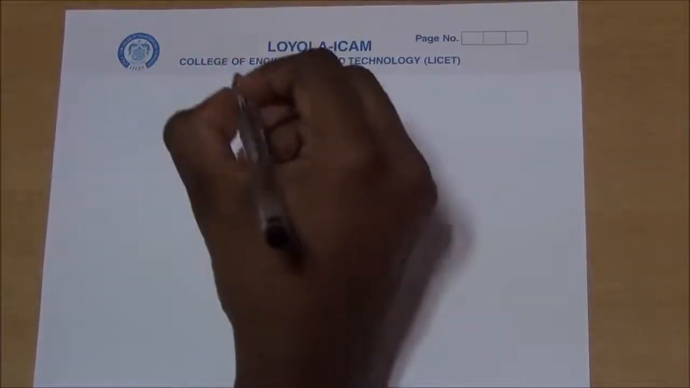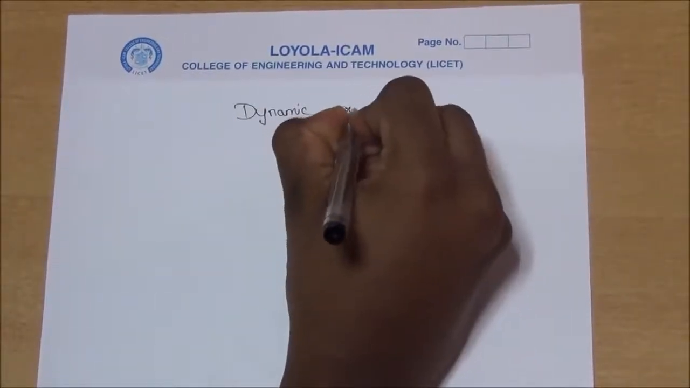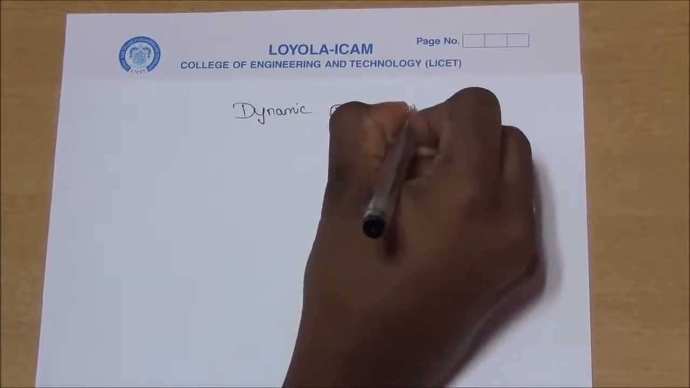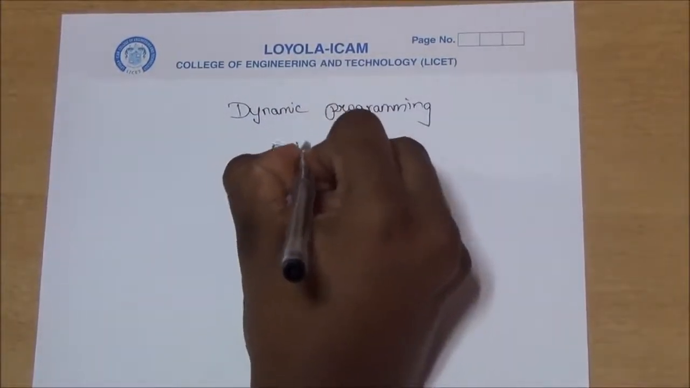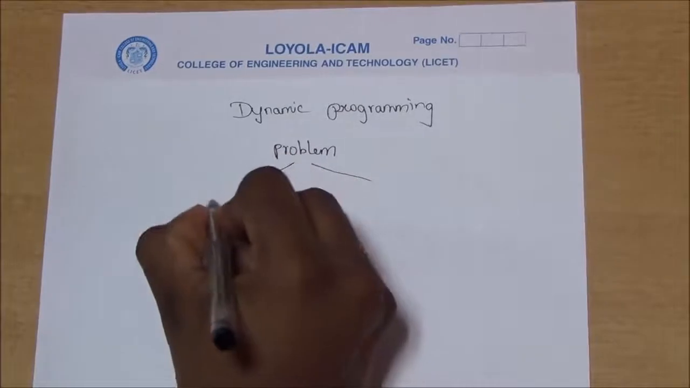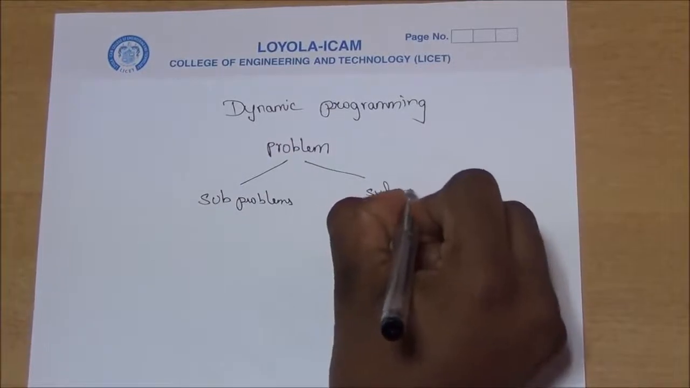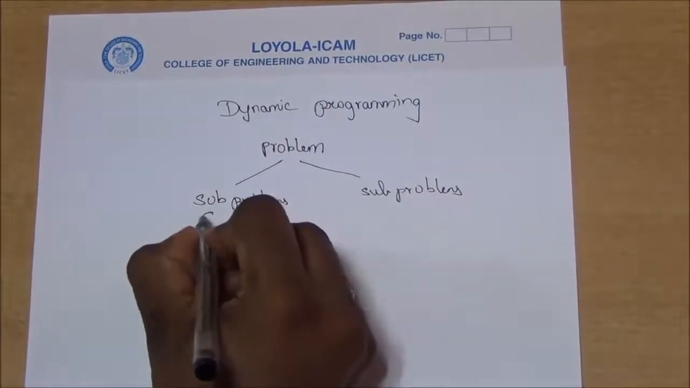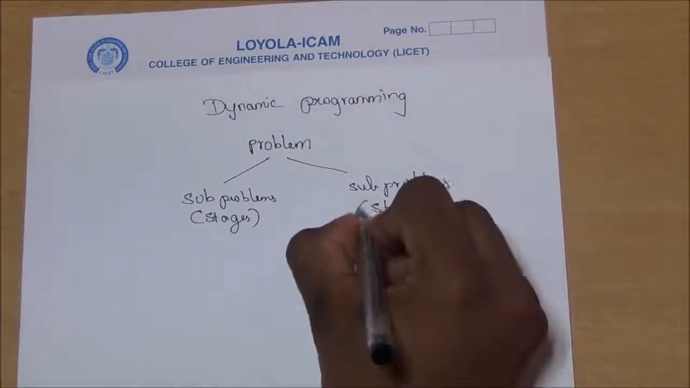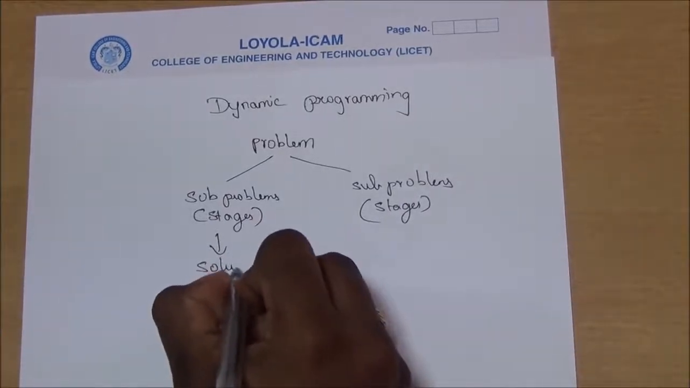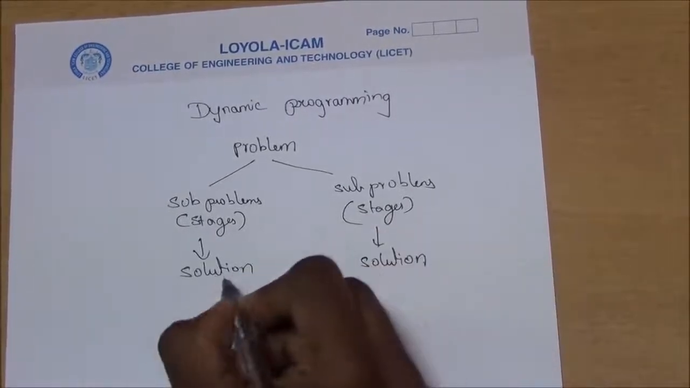Now let us see about dynamic programming. Dynamic programming is an approach where the problem is divided into sub-problems. These sub-problems are called stages. Solving these sub-problems will result in the final solution.